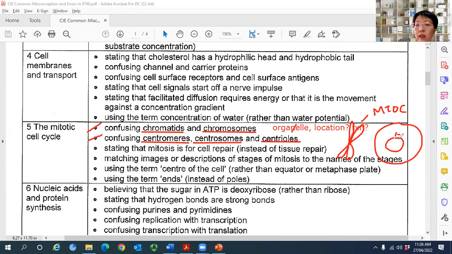Why is it good to learn today? Just in case they draw a cell and ask you to label the location of the centrosome, you know. Can you label or not? Okay, next question.